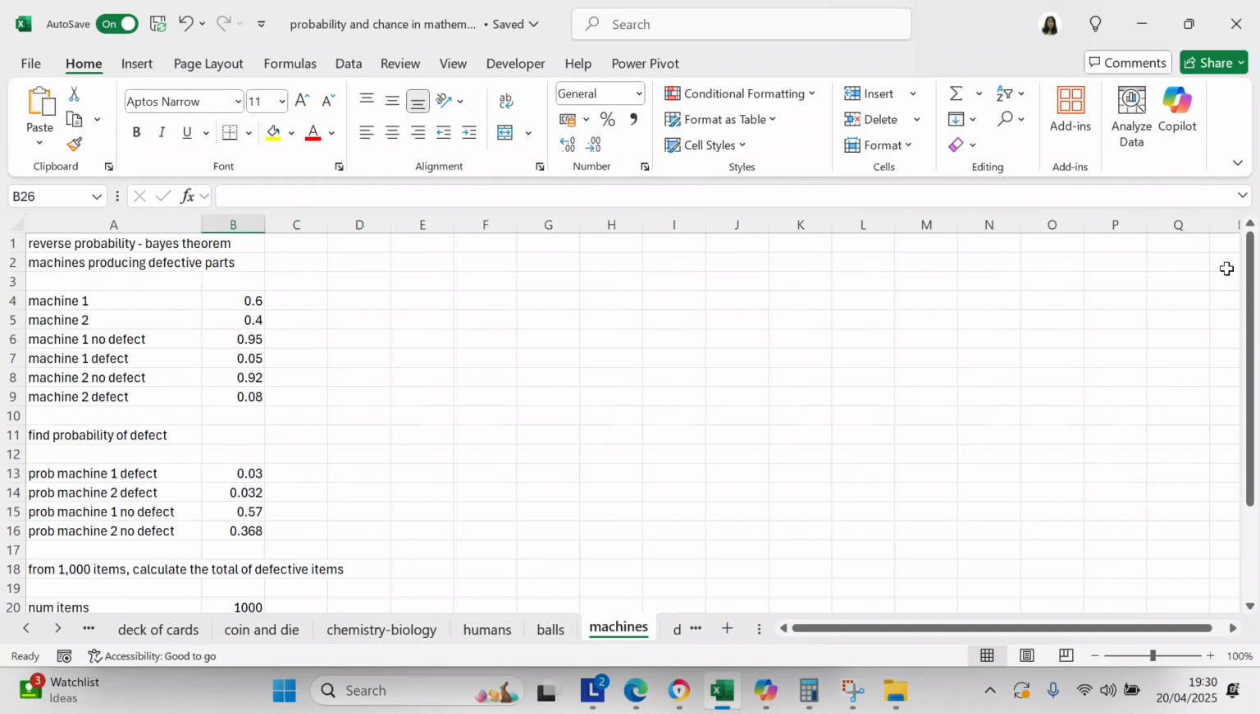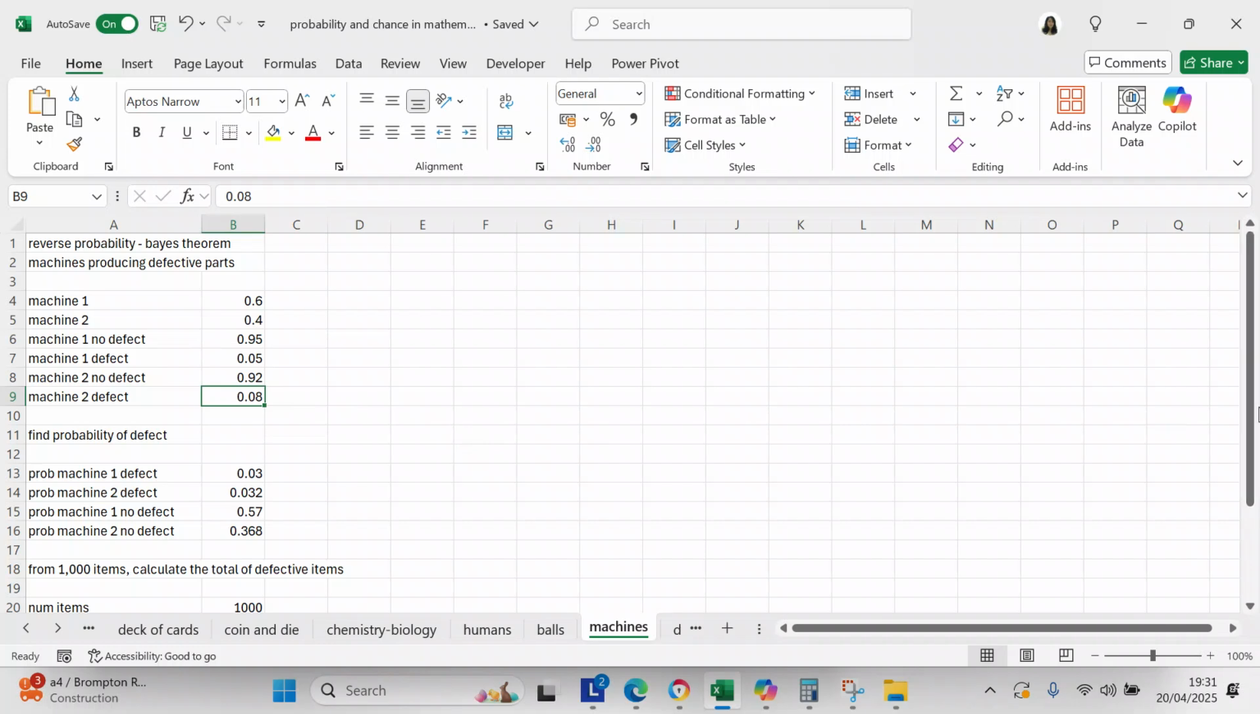So you've got reverse probability, which is Bayes' theorem, and machines producing defective parts. So machine 1 is weighted at 0.6. Machine 2 is weighted at 0.4. Machine 1 with no defect is 95%. Machine 1 with a defect is 5%. Machine 2 with no defect is 92%. And machine 2 with a defect is 8%.